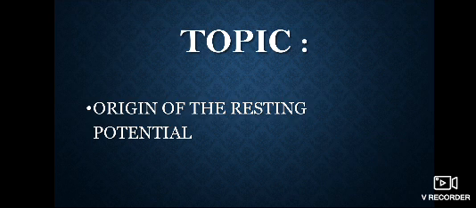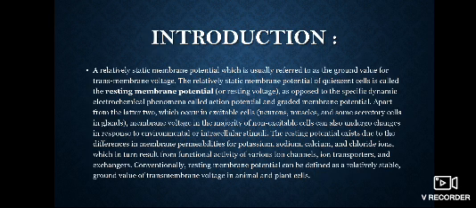Today my topic is origin of the resting potential. Introduction. A relatively static membrane potential is usually referred to as the ground value for the transmembrane voltage. The relatively static membrane potential of a quiescent cell is called the resting membrane potential or resting voltage, as opposed to the specific dynamic electrochemical phenomena called action potential and graded membrane potential.